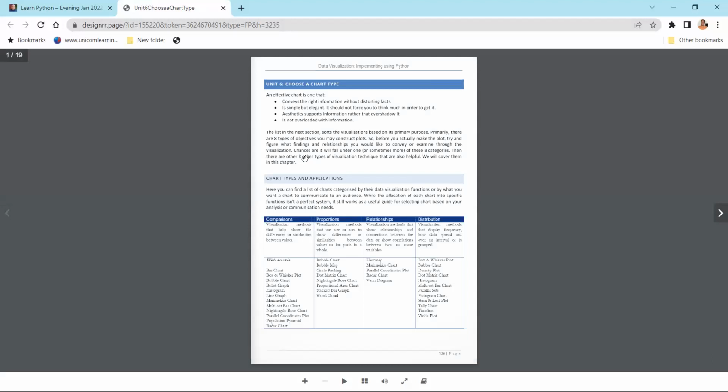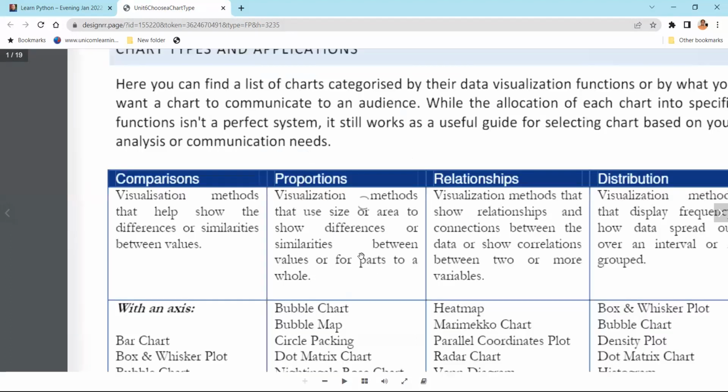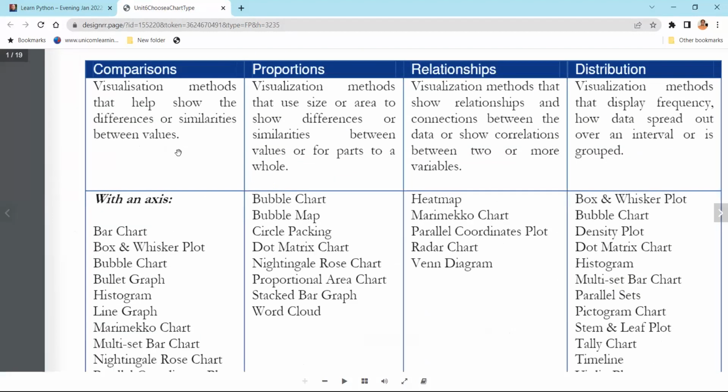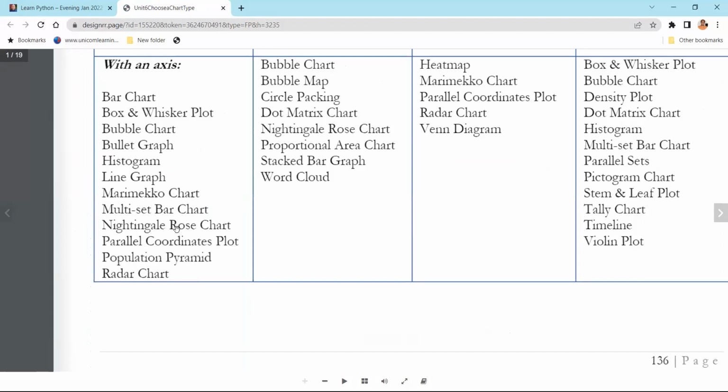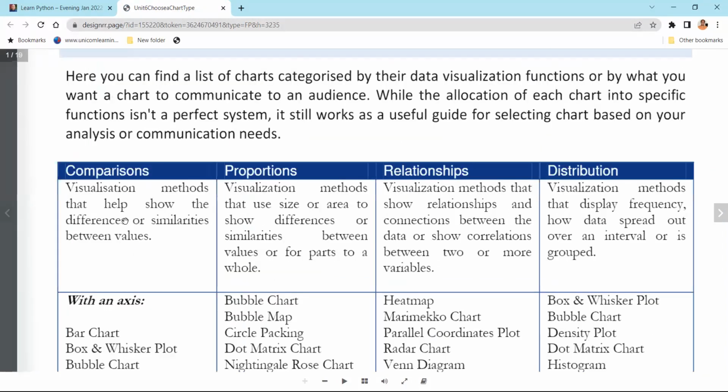What I want you to do is practice the charts from this book. This book talks about different types of graphs for different types of work. If you are doing comparison, let's say you want to compare two different variables or two different processes, two different systems, you can use this comparison method. You have bar chart, box and whisker plot. These are the graphs that you will need to perform comparison.